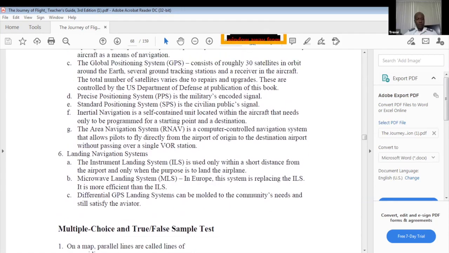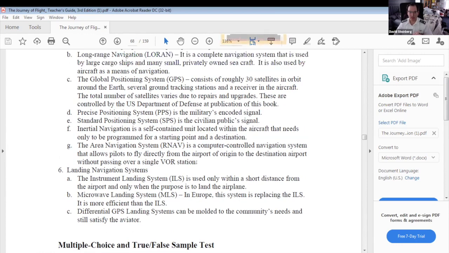For the microwave landing system, there was one very famous microwave system that was used in this country up until a few years ago. Can anyone name what purpose that particular microwave landing system was used for? Does anyone have any ideas? What was that system used with? Anyone?